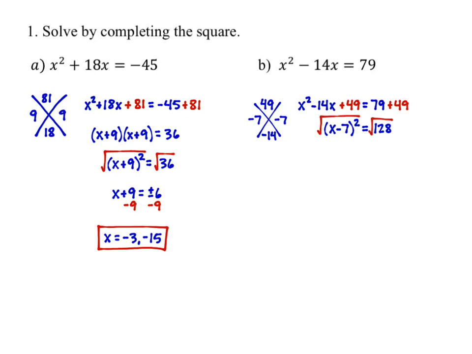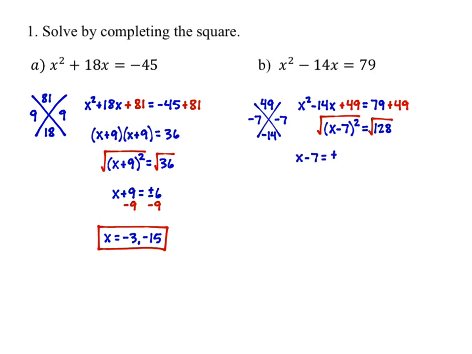When I square root something, remember I get two answers. In part A, the square root of 36 was just plus or minus 6. It was a nice whole perfect square. The square root of 128 isn't so clean. So we have two different methods to write this. We could write it as a simplified radical, or we could write it as a decimal.